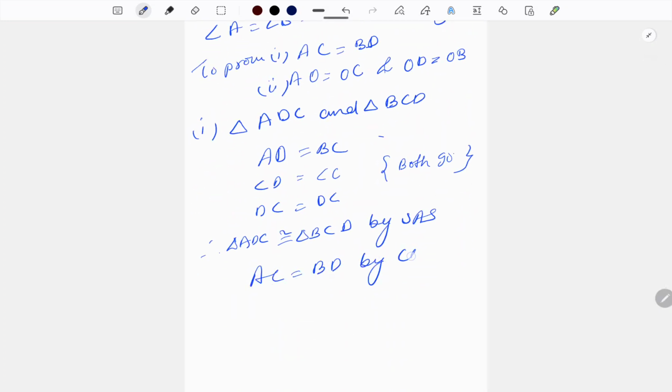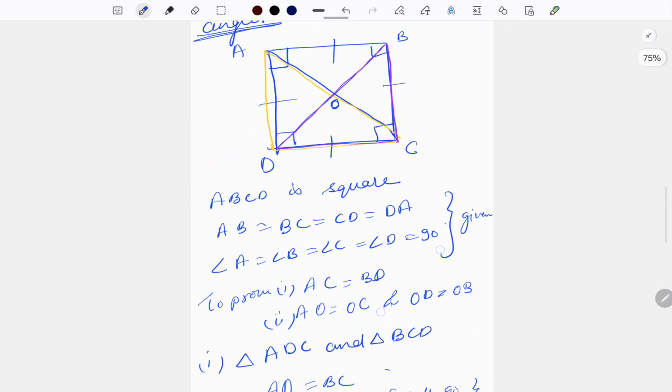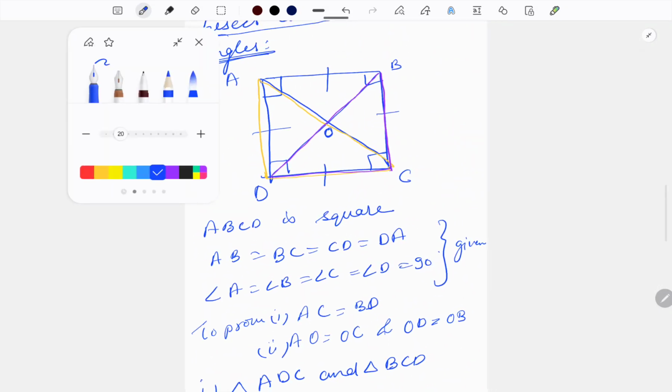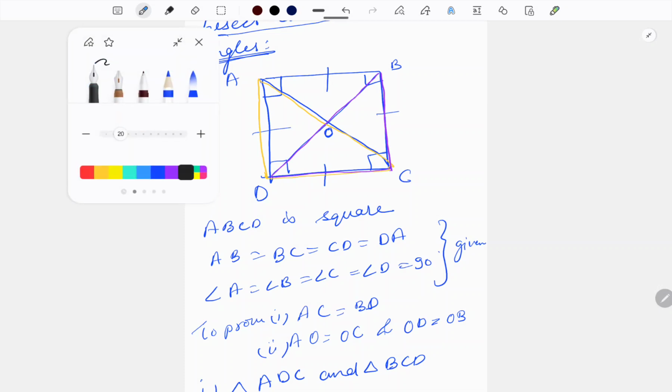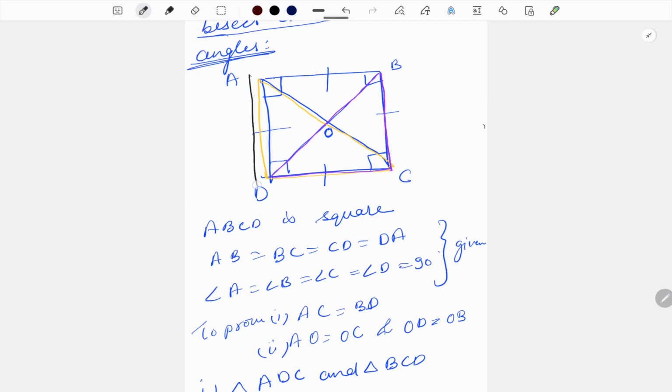by CPCT, corresponding parts of congruent triangles are equal. Therefore, AC is equal to BD. Now, if we see this first part we have proven, now we will go for the second part. Now let me draw it separately. What if I take out this portion.